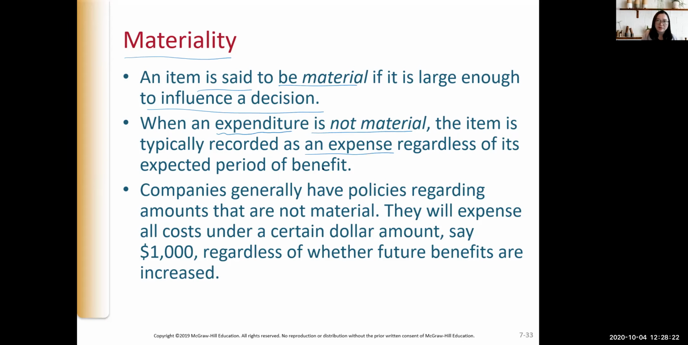Regardless of whether that can serve a future period of time, it's usually expensed. Okay, companies should usually generate a policy regarding how much is considered material. If the expense exceeds, for example, a materiality threshold set at 1,000, then you should capitalize it. But if the costs are under a certain dollar amount, such as $1,000, regardless of whether the future benefits are increased or not, you should expense it.